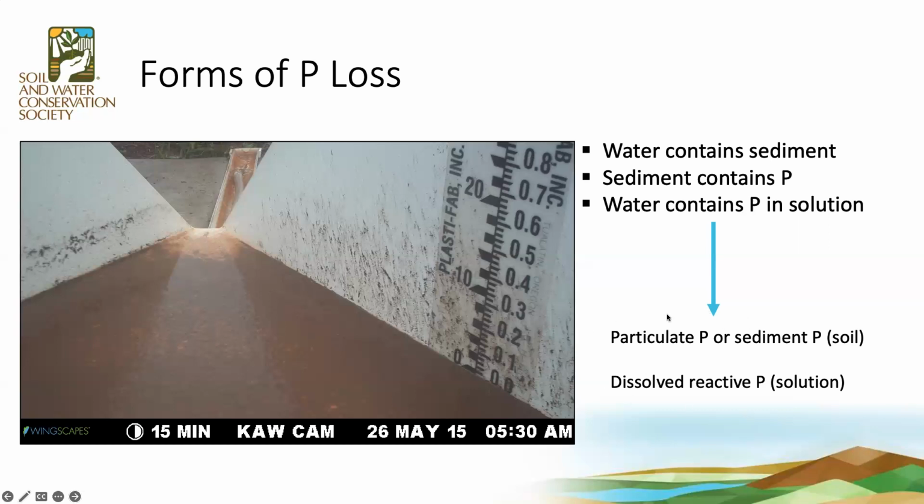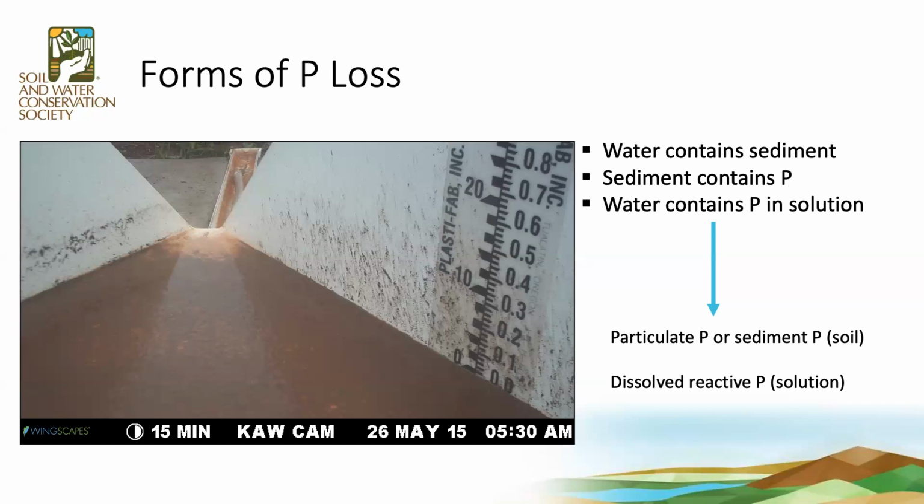So what this means is we have two different forms of phosphorus loss, and we call them particulate P or sediment-bound P, and that is the phosphorus that is bound to those soil particles. And then we also have dissolved reactive P, which is our solution P component. Both of these represent concerns for environmental quality and safety, but they're kind of at different time scales.